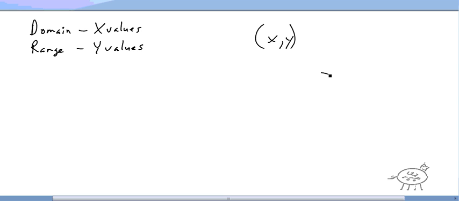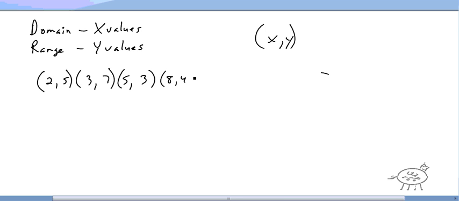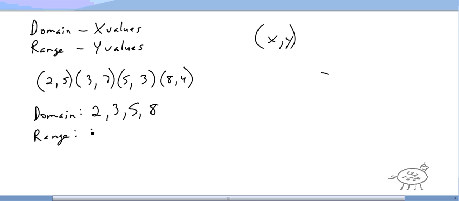That's it. So let's just start off with a real basic example. If I give you some coordinates, 2, 5, 3, 7, 5, 3, and 8, 4. And I ask you the domain. Okay, it's literally, you're just going to tell me the x values. They don't have to be in any order. It's going to be 2, 3, 5, and 8. And the range are the y values. And it's going to be 5, 7, 3, and 4. Very simple. It's just so easy.